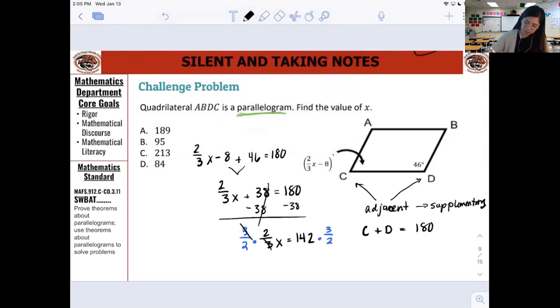That cancels out the fraction. 142 times 3, and then divided by 2. What is my final answer? 216. 216 or 213? Oh, my bad. I'm sorry. 213. There we go. 213. C is our answer.